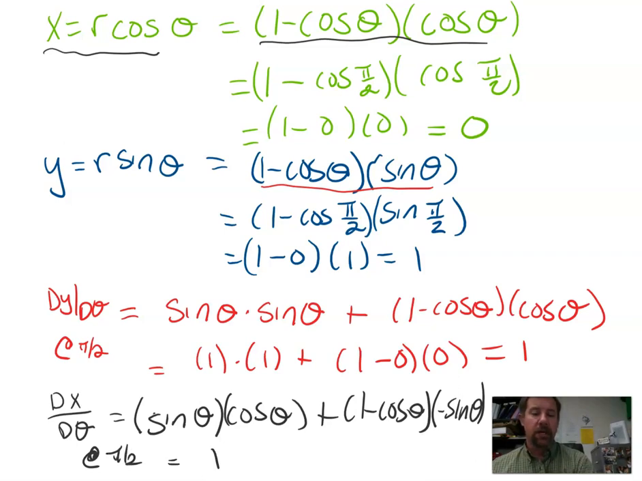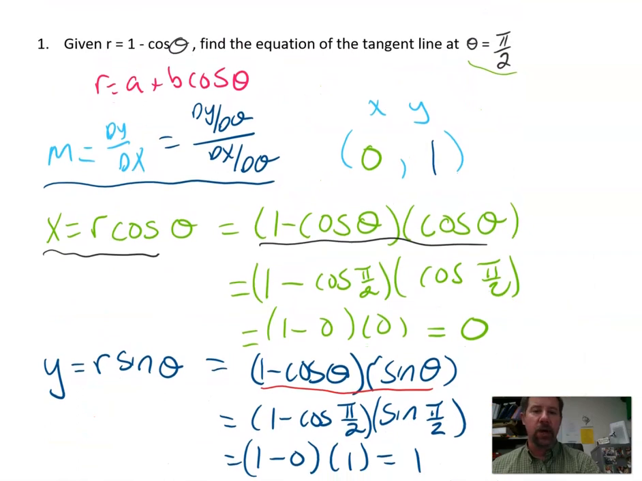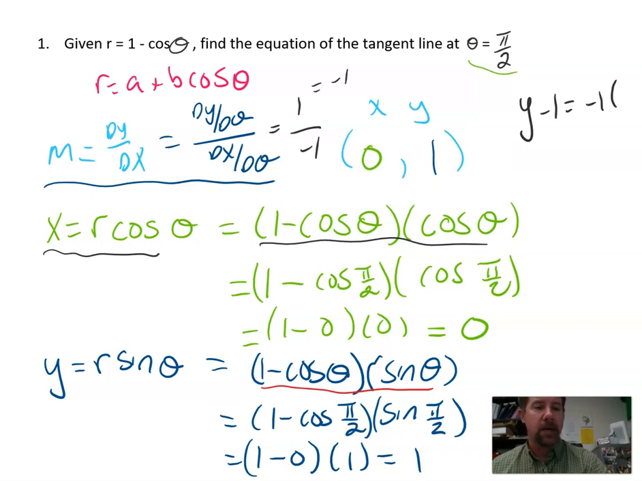So this is 1 times 0 plus 1 minus 0 times negative 1. So I get 0 plus negative 1, which is negative 1. Alright, so dy d theta was 1, and dx d theta was negative 1, so my slope is negative 1. Now that I've got a slope and a point, I can write the equation of the tangent line. y minus 1 equals negative 1 times x minus 0, or just times x. And there is the equation of our tangent line.